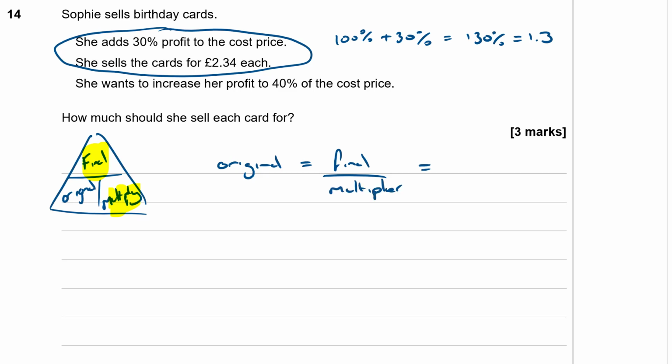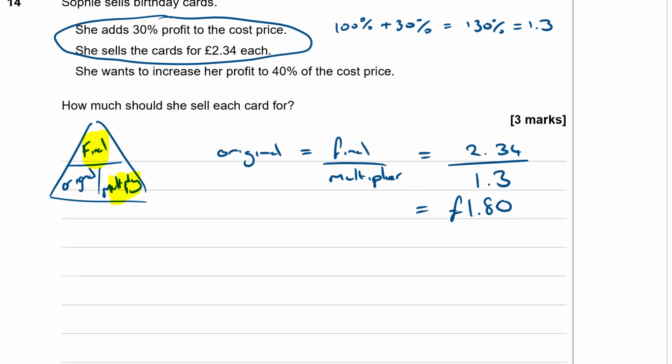So £2.34 divided by 1.3 is 2.34 divided by 1.3. I make that £1.80. That means that the cards cost her £1.80 to make.